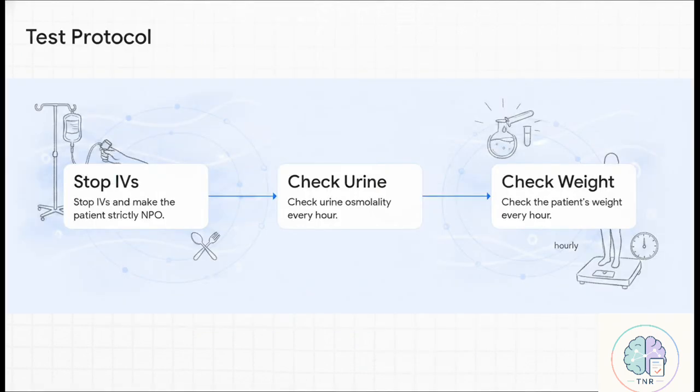So here is the exact step-by-step water deprivation protocol. Step 1. Stop all IVs immediately and make the patient strictly NPO, meaning nothing by mouth whatsoever. Step 2. You must check their urine osmolality every single hour. And step 3. You have to check the patient's weight every single hour. This high-frequency hourly monitoring is your absolute safety net against that fatal dehydration we just talked about.